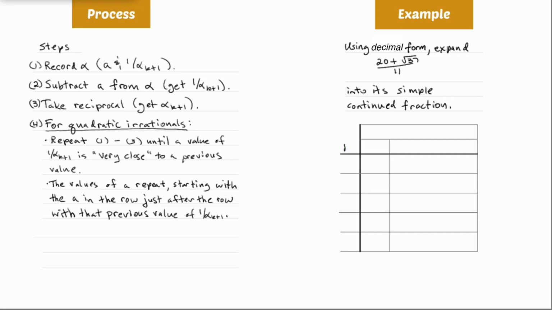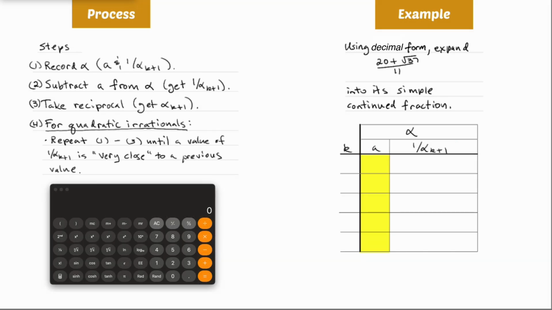We have columns for the subscript k, a, and 1 over alpha sub k plus 1. A and 1 over alpha sub k plus 1 add up to alpha. A is the integer part of alpha, and 1 over alpha sub k plus 1 is the fraction part. After we fill this in, the column for the values of a will have the simple continued fraction. To get started, let's find the decimal form of the number we're expanding.